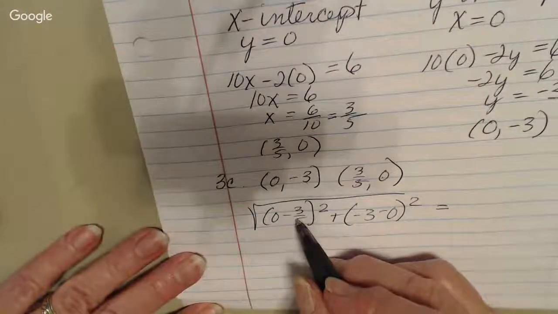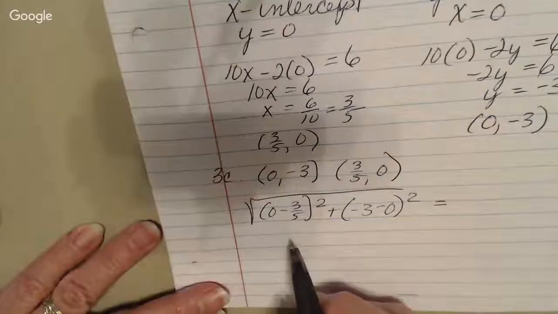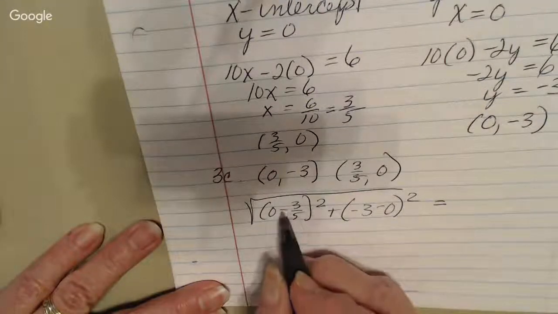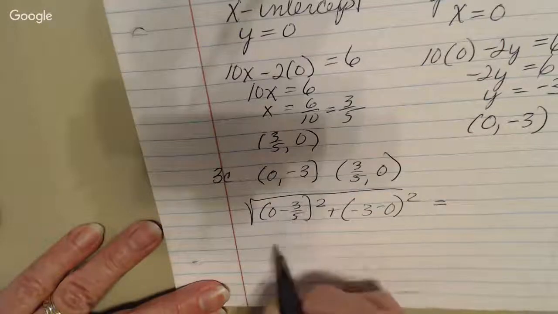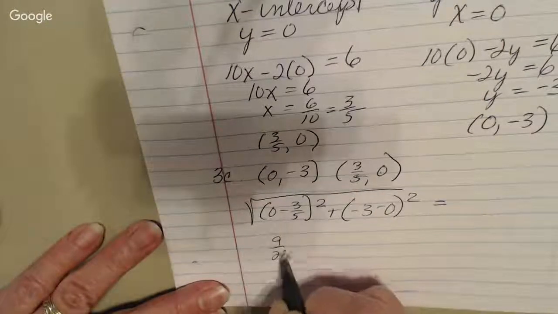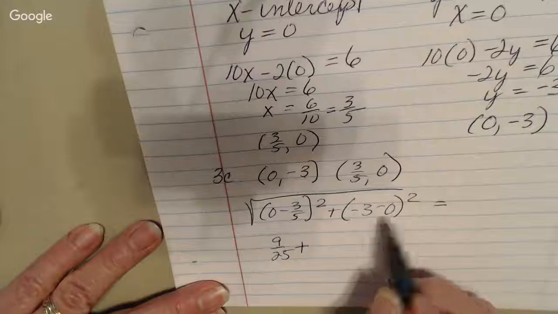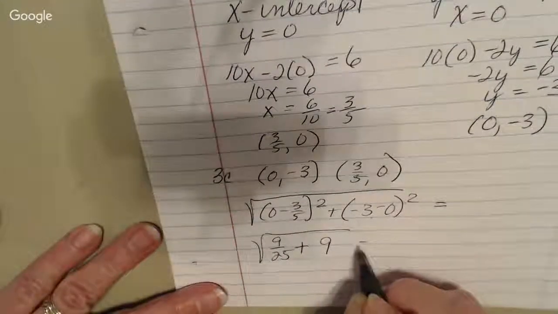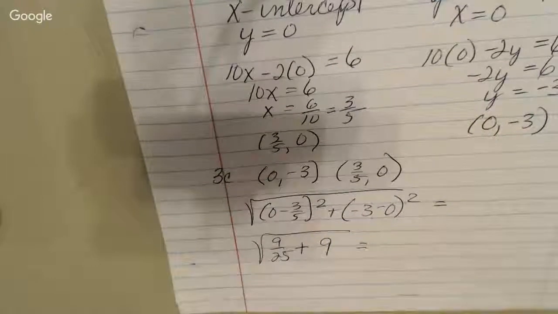So here I'm going to have a negative 3 over 5 squared. So that's going to end up being positive, and it's going to be 9 over 25. Here I'm going to have negative 3 squared, that's going to be 9, and we got the square root of that. Okay, so at this point, though, you got to add those fractions and then take the square root of it.